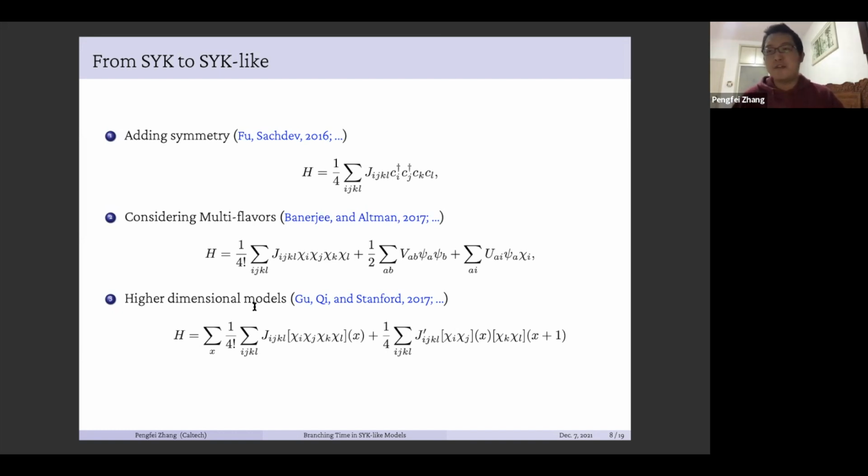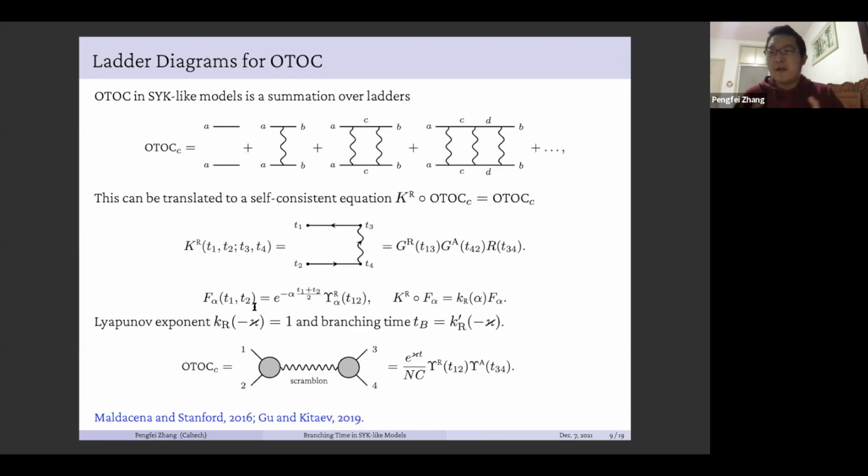Basically, we can imagine there is a site index, and on each site there is an SYK model, and we can introduce a random pair hopping between nearest neighbor sites. So there will be higher dimensional models. In all these generalizations, if we focus on the early time behavior of the out-of-time-order correlator, we can write it in terms of a ladder diagram. In the original SYK4 model, this vertical line, or what we call the rung function, is in fact a pair of fermion Green's functions.